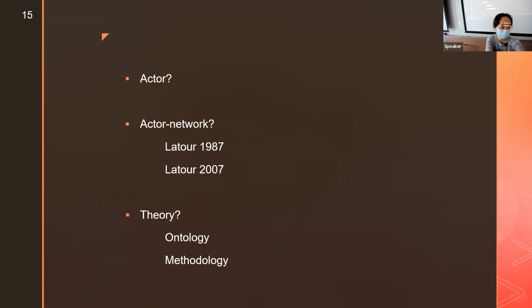The last one is theory. Latour in particular did not like the word theory in the title of actor network theory. He thinks it is better for us to call it an ontology. For him, I think it is more like an ontology that helps us to study the becoming of society in reality.